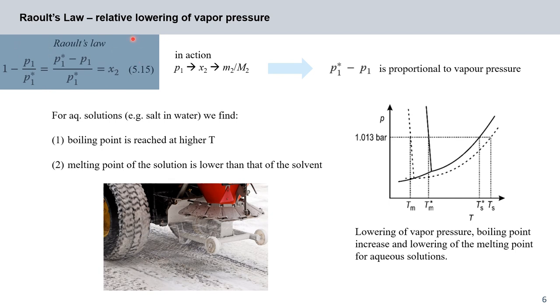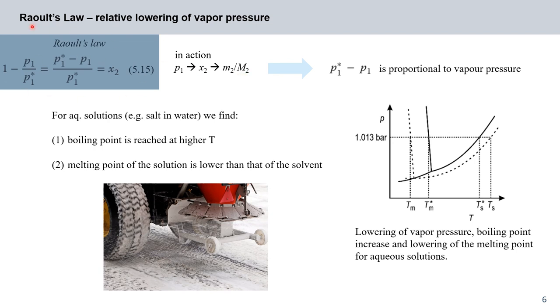So let's look at Raoult's law in action. What we can get out of this is that if we measure the vapor pressure reduction, we can determine the mole fraction x2, and then using Raoult's law, we can also easily obtain the amount of substance, n2. And n2 is essentially this quotient here of the weight m2 divided by the molar mass M2.